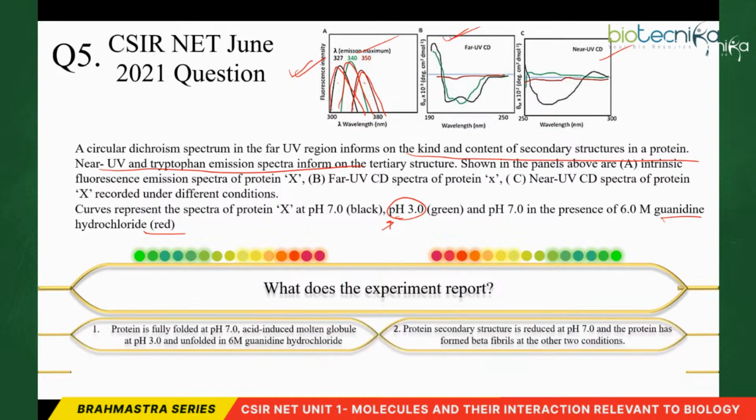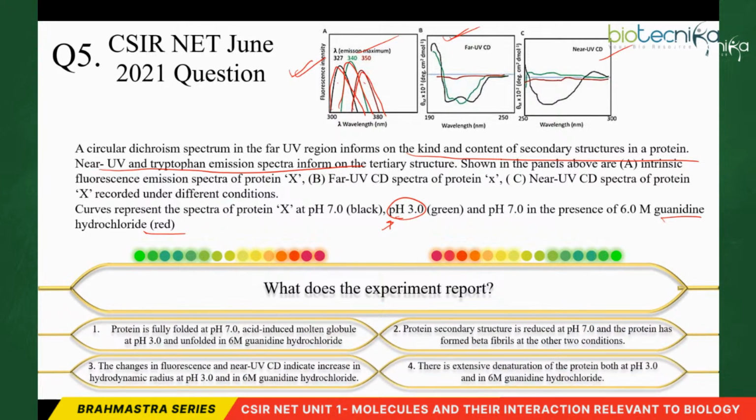So what does the question report? What does the experiment report? These different groups, even if you see in far UV spectra, far UV spectra also tells about the secondary structure, whereas the near UV spectra and emission spectra, that is tryptophan emission spectra, would tell about the tertiary structure. Okay, so in far UV CD spectra also you can see this is the black line.